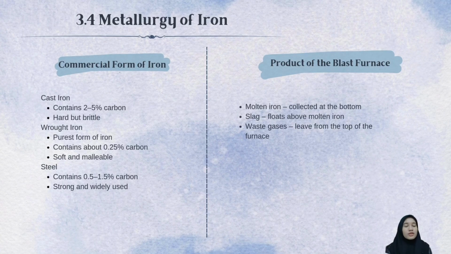The products of the blast furnace are molten iron, slag, and waste gases. Molten iron is collected at the bottom. Slag is calcium silicate, which floats above the molten iron. And lastly, waste gases leave from the top of the furnace.